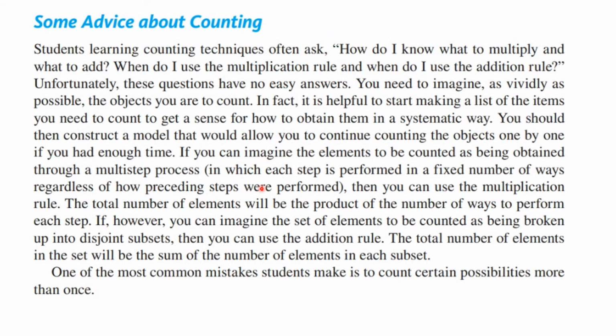Okay, let's continue with some advice about counting. Some students will ask, how do I know what to multiply and when to add? When do I use the multiplication rule and when do I use the addition rule? Those are some other questions students might ask. There aren't easy answers, but it's helpful to make a list of the items you need to count and how you want to count them in a systematic way. Then you construct a model for doing this. And one of the most common mistakes that students make is they count certain possibilities more than once. They double count.